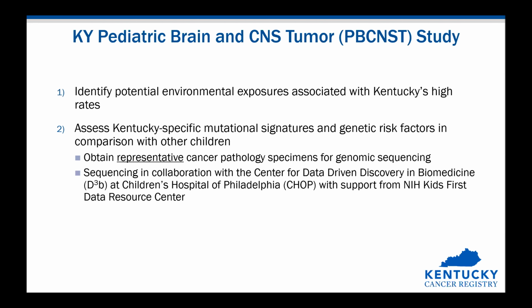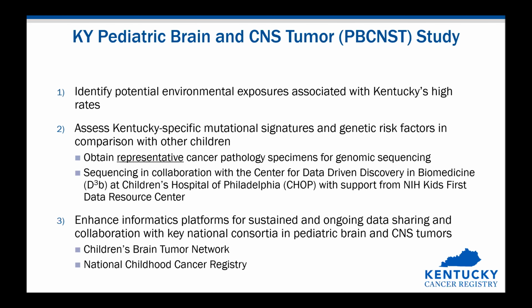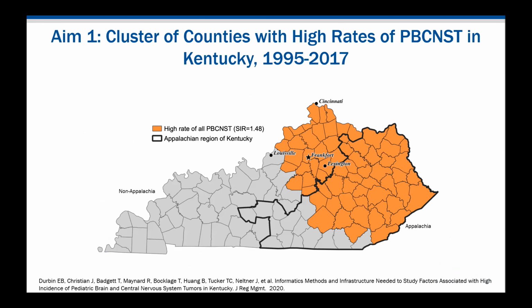Part of this aim was to go out and try to obtain a representative set of cancer specimens for genomic sequencing. We collaborated with Adam and his group at DB3 and others at CHOP, with some additional support from the Kids First Data Resource Center to pursue that aim. And importantly for us, we knew that it was important to share our data with others. As we assimilate data, we want to make that data available to others, but equally important was our ability to compare our results with data from other kids in other parts of the U.S. So data sharing was really an integral part of our research plan from the beginning.